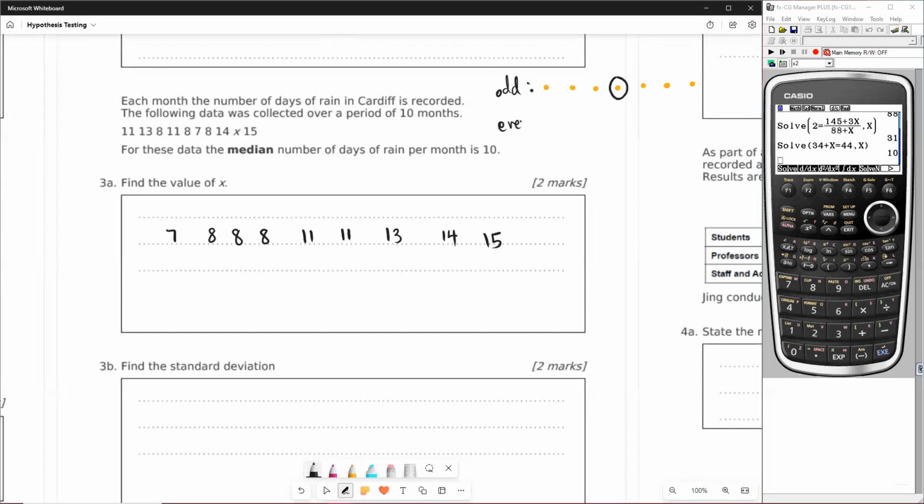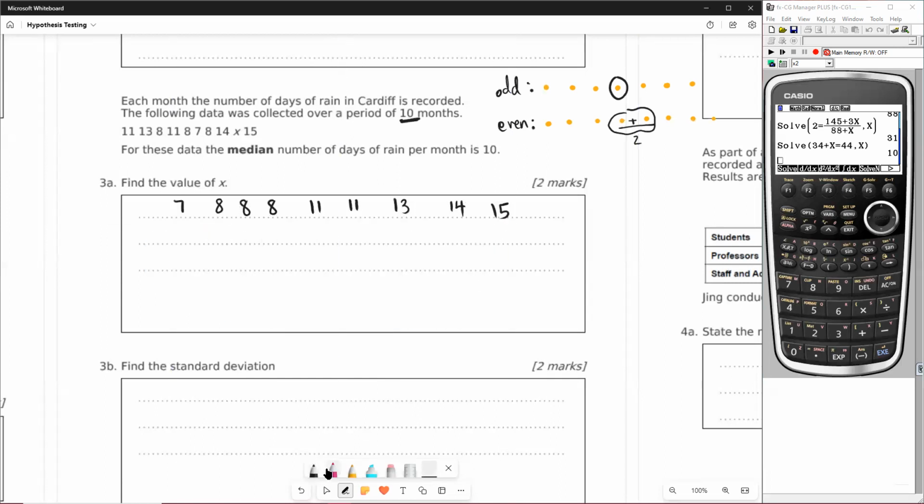But if you have an even data set, so let's say you have 8 numbers, 1, 2, 3, 4, 5, 6, 7, 8, the median would then be the average of these 2 that you have in the middle. So you add those 2 together and you divide them by 2. That's how you find their average, right? We have an even data set. There are 10 months, so we have 10 values. So we need to figure out where we're going to place X if the median is supposed to be 10.